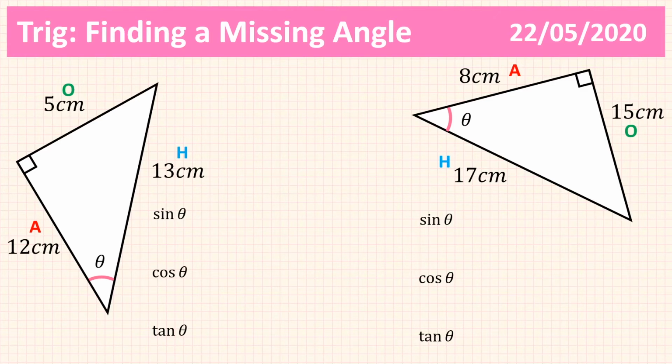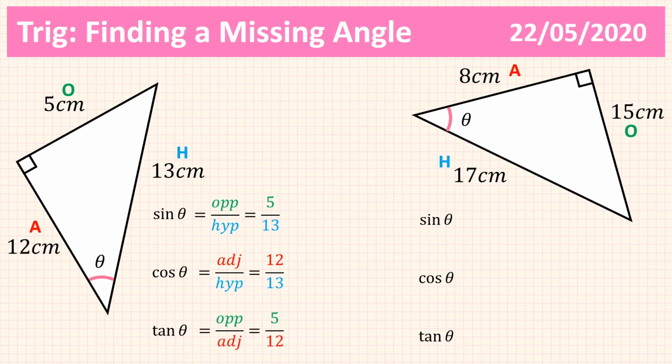Okay, so let's have a look at these answers. So for the left hand triangle, sine theta would be 5/13, cos theta would be 12/13, tan theta would be 5/12. So that's for this left hand triangle. As you can see, all I've done is written the opposite divided by the hypotenuse as a fraction. I don't need to convert it to decimals, we can just leave it as a fraction.